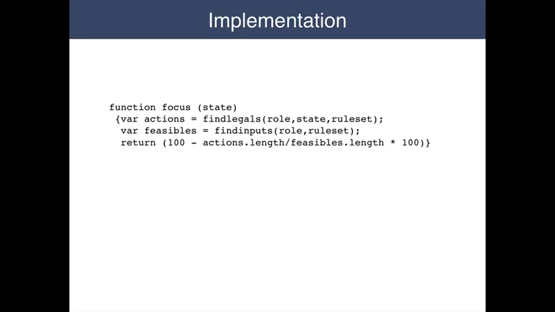And a simple implementation of the focus heuristic can be implemented as shown here. It's a dual of mobility. Again, we divide the number of legal actions in a state by the total number of actions available in any state, but rather than returning that percentage as a result, we subtract it from 100.